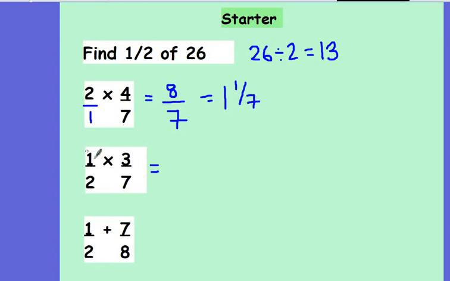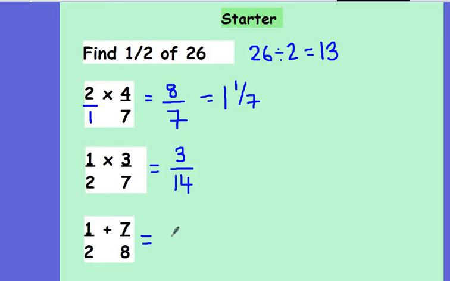For the next one, we multiply in exactly the same way. So I get 1 times 3 on the top, which is 3, and 2 times 7 on the bottom, which gives me 14. And for the last one, when I'm adding fractions over, what do I need to do?